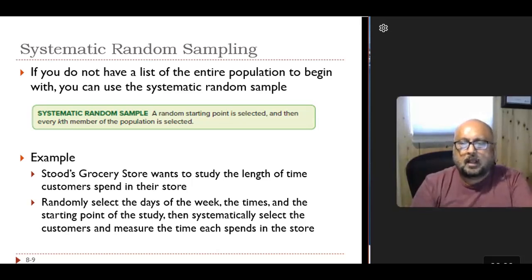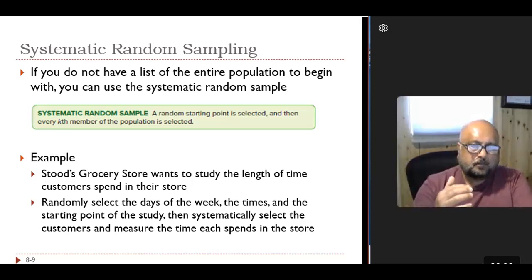Okay, and you continue to do that until you reach the daily requirement of 25 customers that you need to study. You continue this way for 4 days until you finish studying 100 customers. And this is an example of systematic random sampling.